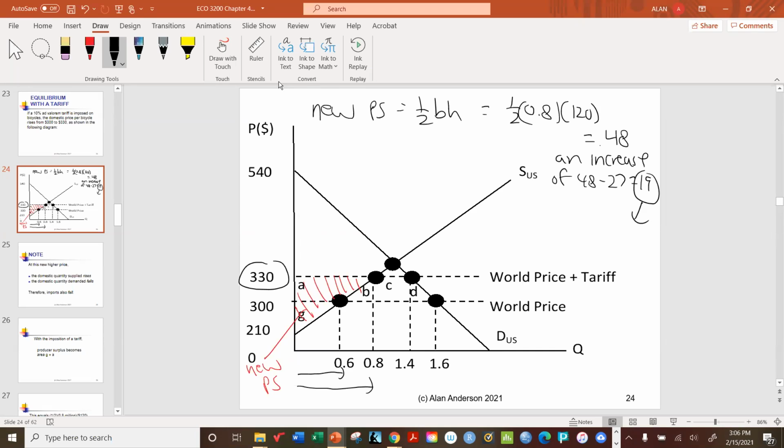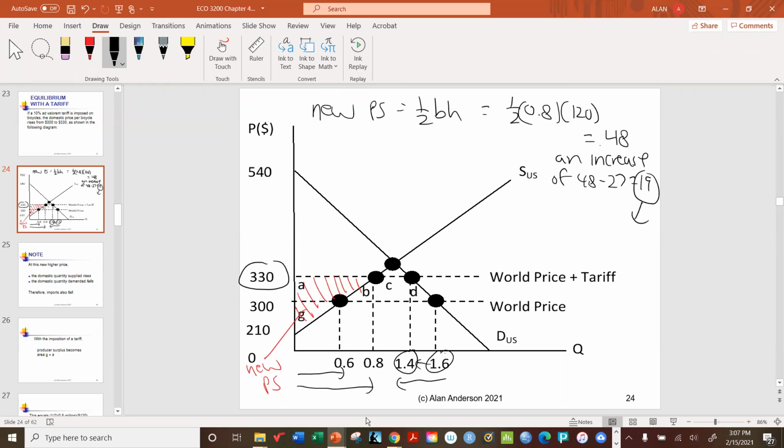But on the other hand, look what happened to the consumer. The consumer is paying $330. And how many bicycles are they buying now? Well, at the world price plus tariff, if you look at the demand curve, they're now only buying 1.4 million bicycles. So they're not going to be very happy, are they? They're not only paying $30 more, but they're getting 0.2 million fewer bicycles.